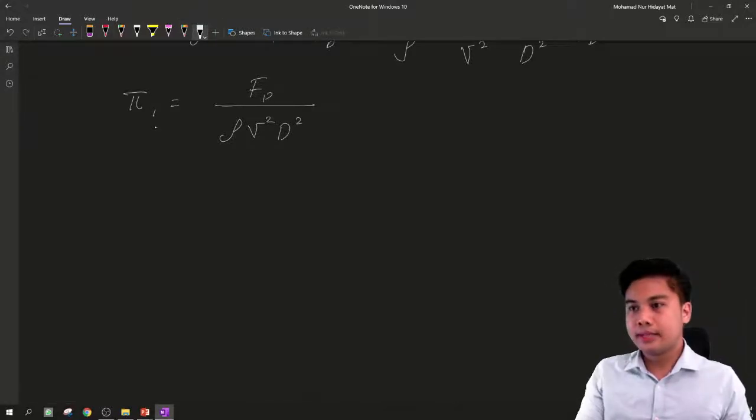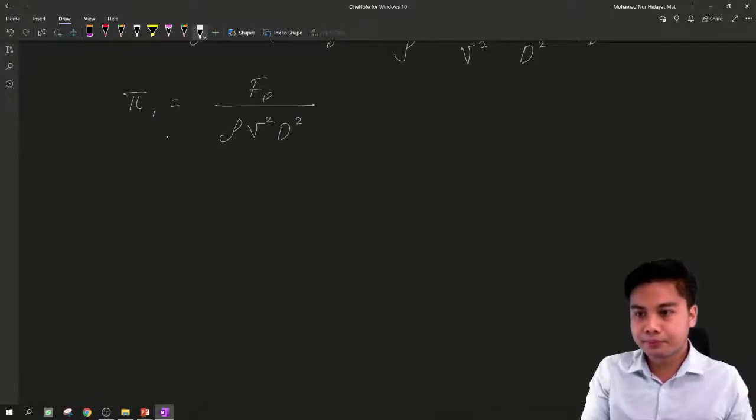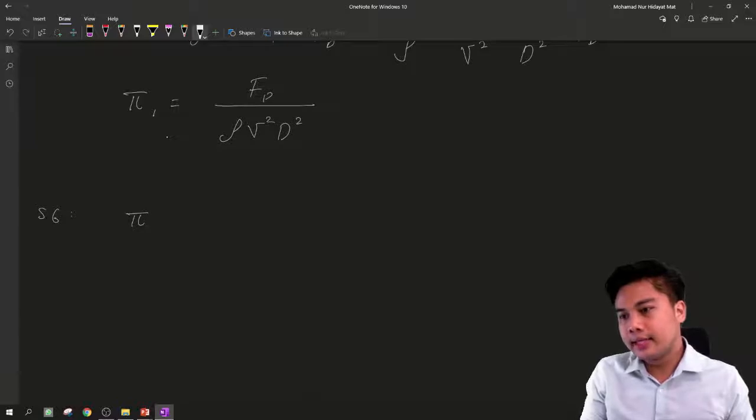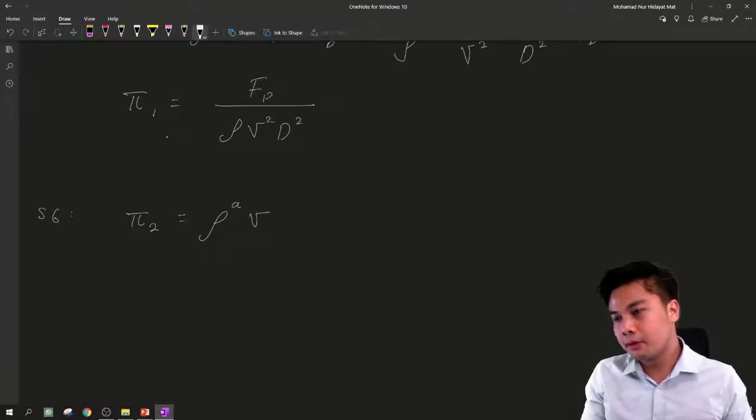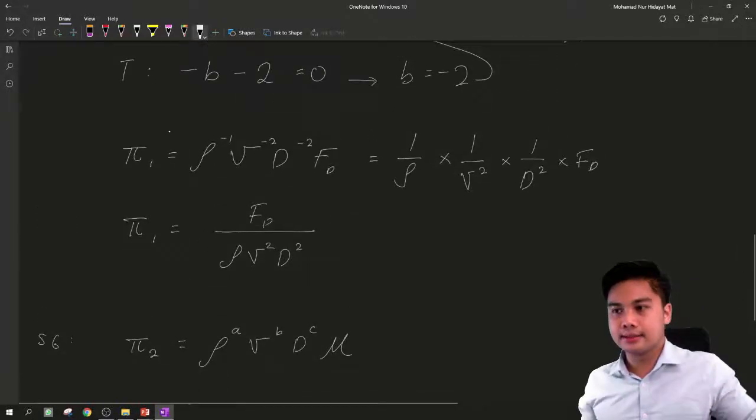So this is step number 5. Step number 6. Second pi term, pi group is equal to rho, this is the repeating variable, to the power of a, V to the power of b, D to the power of c, and this is mu. And then you need to expand rho again, the same.